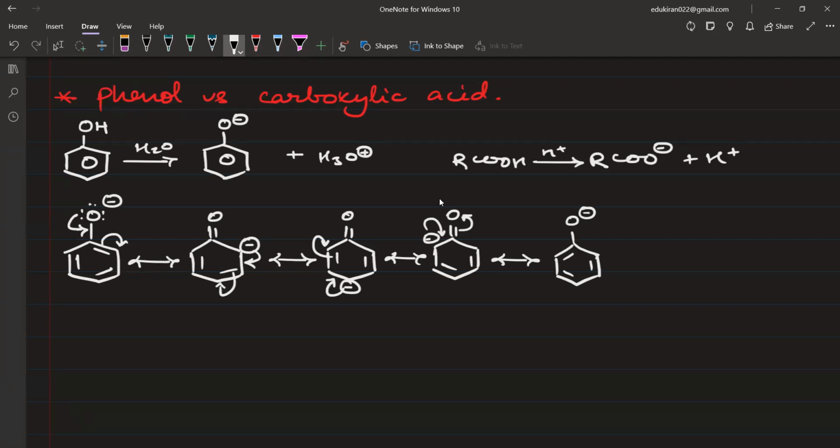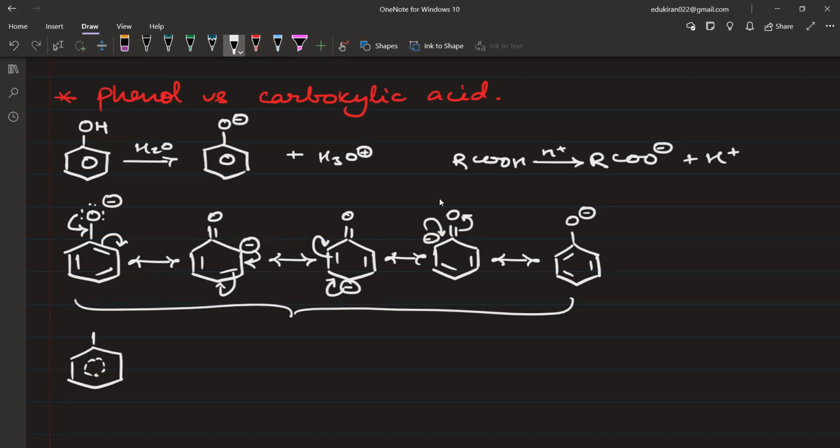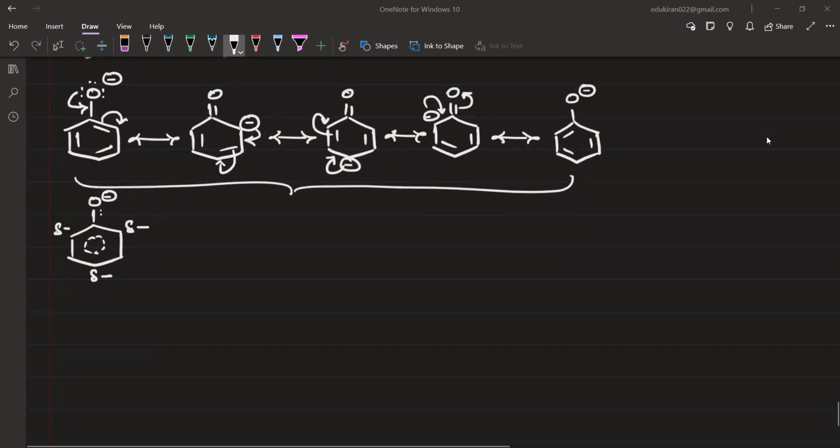O negative. Now, in this case, as you can see, how many resonating structures are there? Tell me, guys. अरे गिन के बताइए कितने resonating structures हैं? How many resonating structures, guys? 5. 5, right? And how many resonating structures in the case of carboxylate ion?